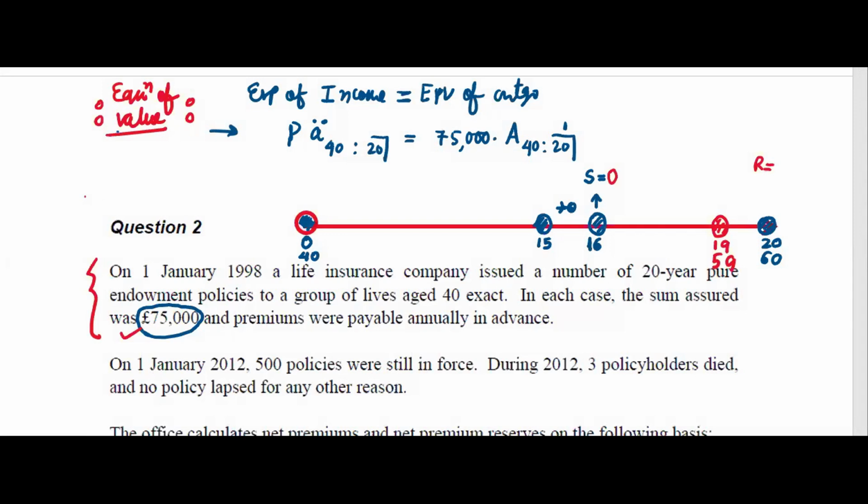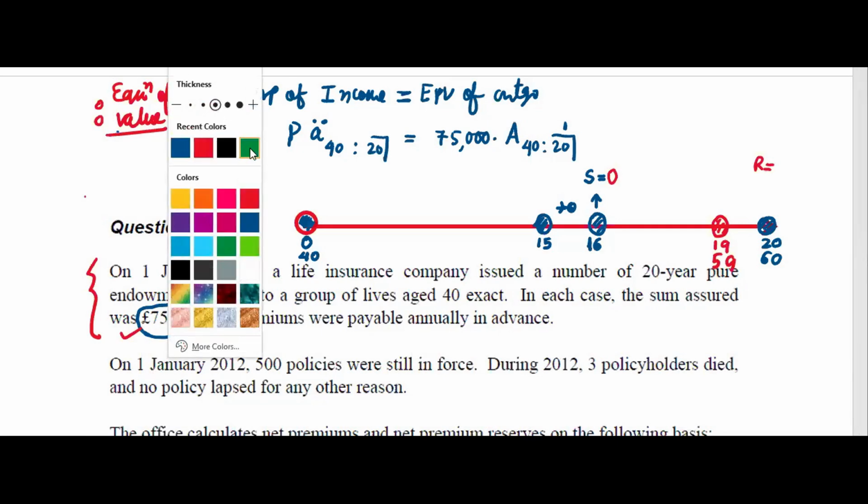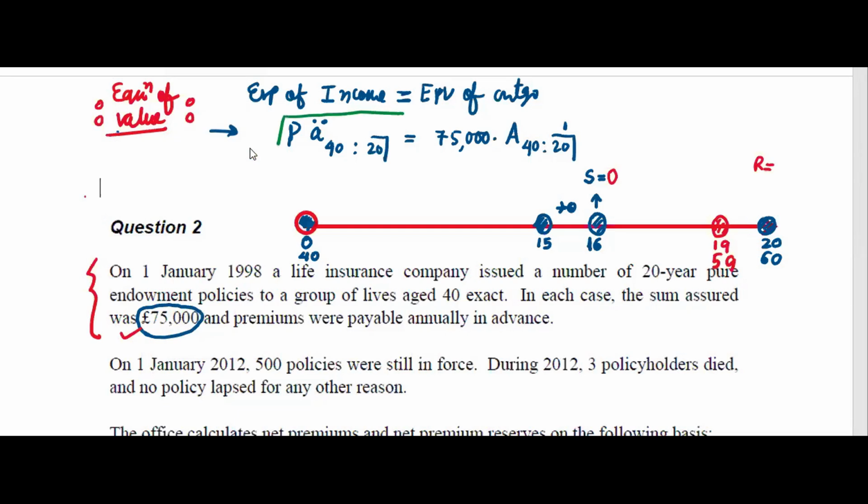So when you find equation of value, what all you need to see? Premiums, sum assured, and years. This is a pure endowment, so we've written 1 here. This is 40, 20 year. Here, this side is income. This side is the sum assured. This is premium. So what is the mistake here?